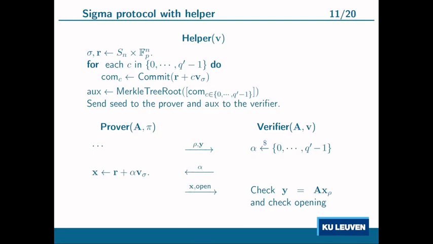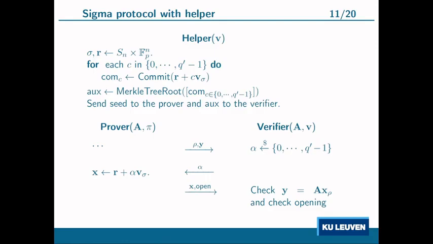In the beginning of the protocol, the helper samples the sigma and r as before, and is going to compute all the commitments that the prover might have to send to the verifier. Then he's going to commit to all of them and put them in a big Merkle tree. This is only possible because there are only polynomially many elements in the challenge space. Then the helper sends the root of the Merkle tree to the verifier, and he sends the randomness that he used to seed this computation to the prover.